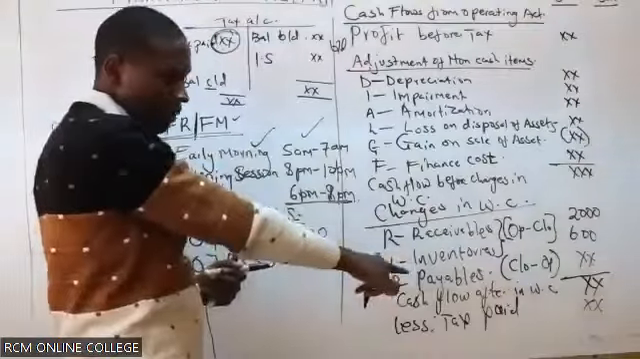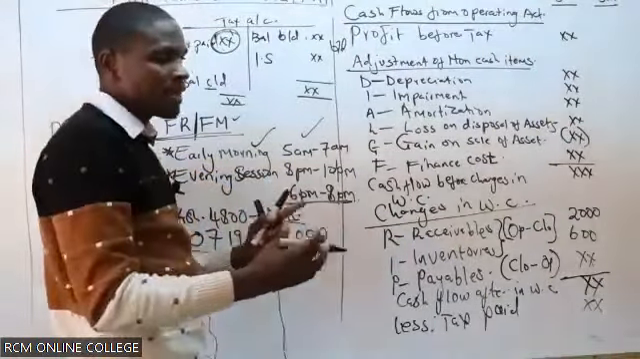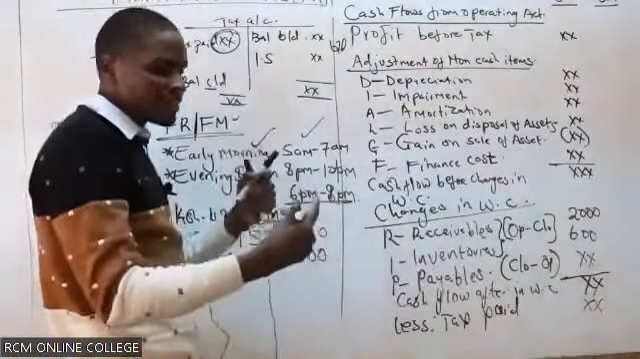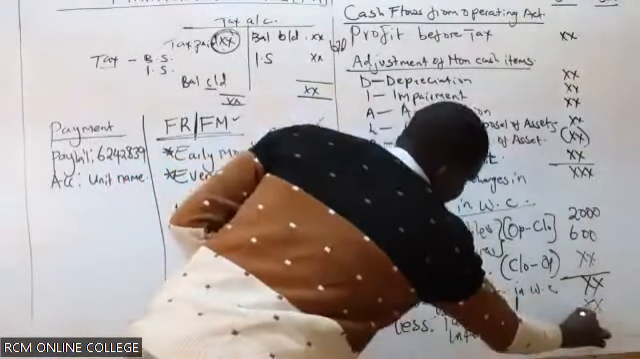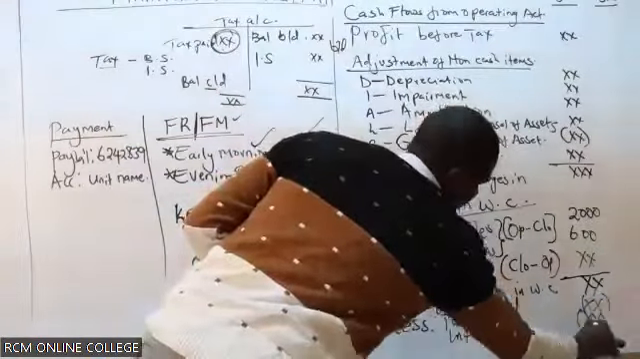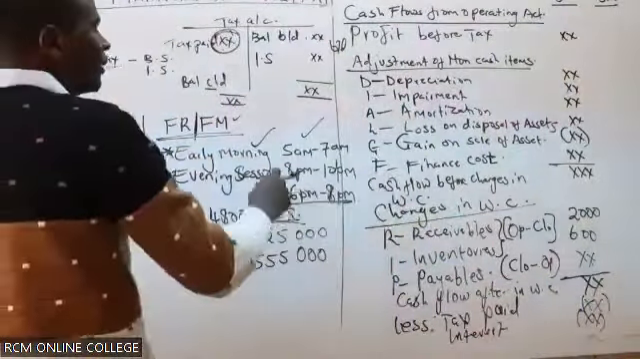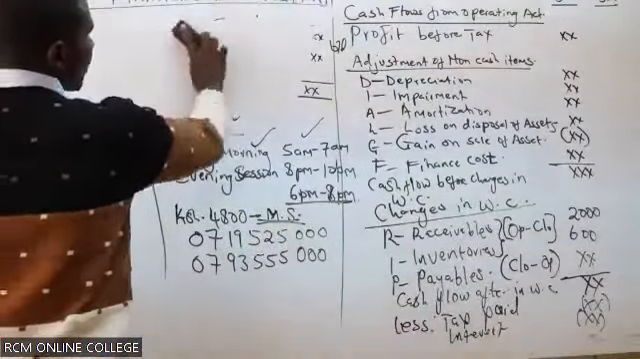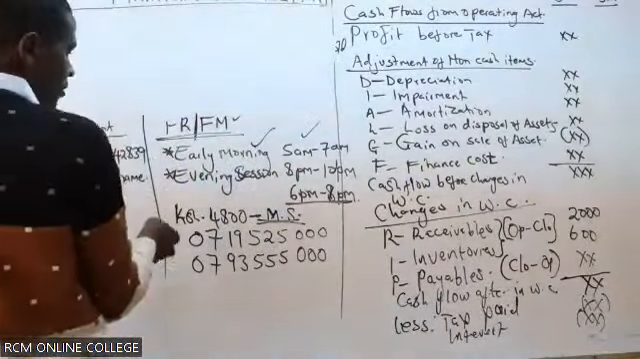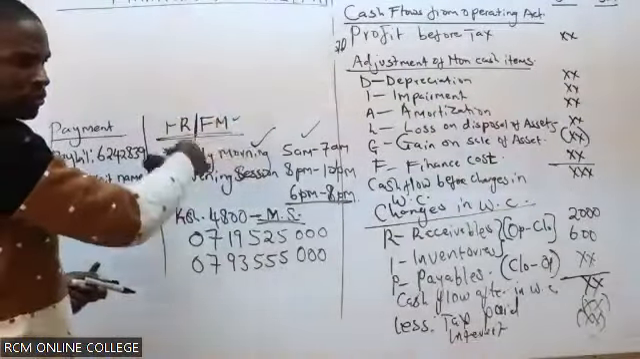So hiyo ndio utaweka wapi? Pale. Then still the same case happens to the interest paid. Interest paid still unakuja hapa, interest paid. So unafanya the same. Hizi unatoa. Ukishatoa hivyo, now we want to utilize our column number 2.